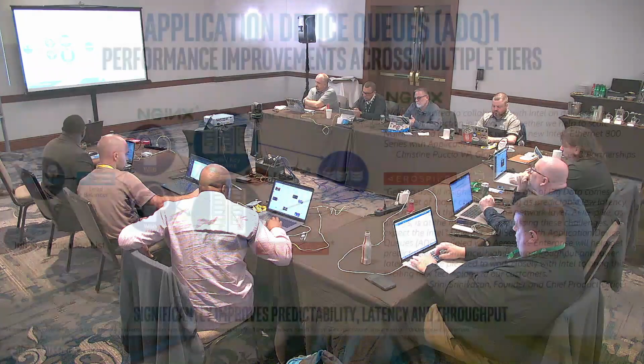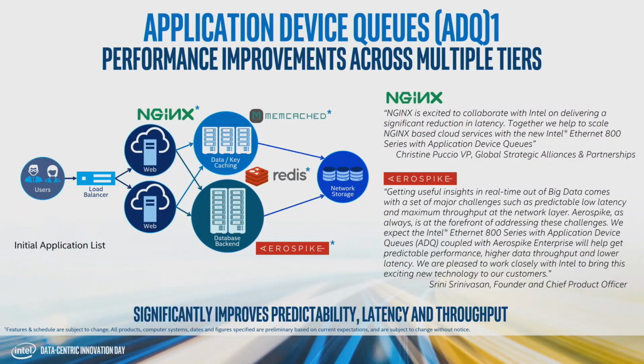So to summarize, I just showed you Redis data, but we are working with other ISVs on other applications. We expect, and like I said earlier also, that there are multiple types of applications that benefit from ADQ across multiple tiers, so we expect it across all tiers.